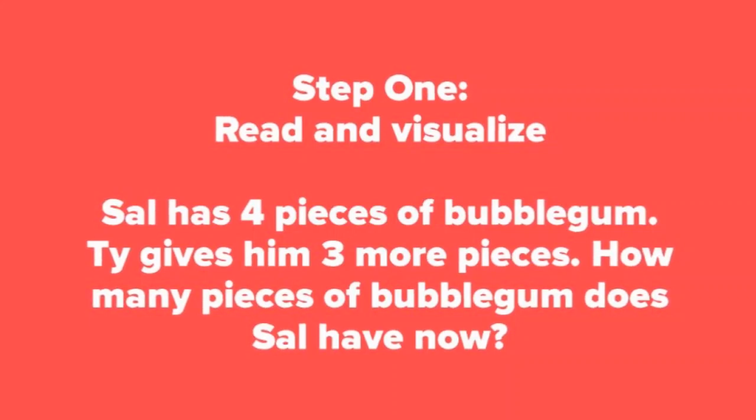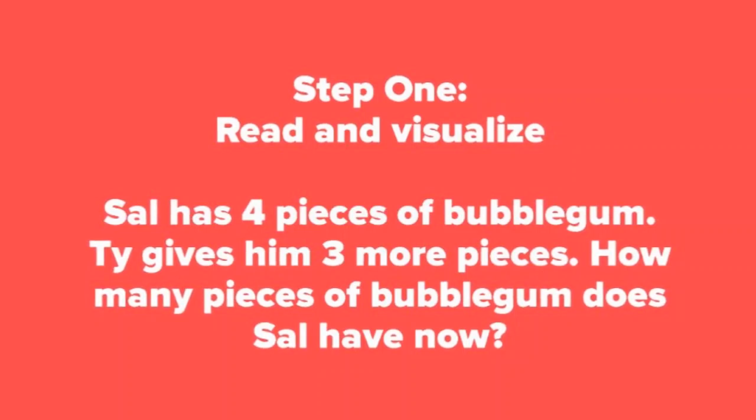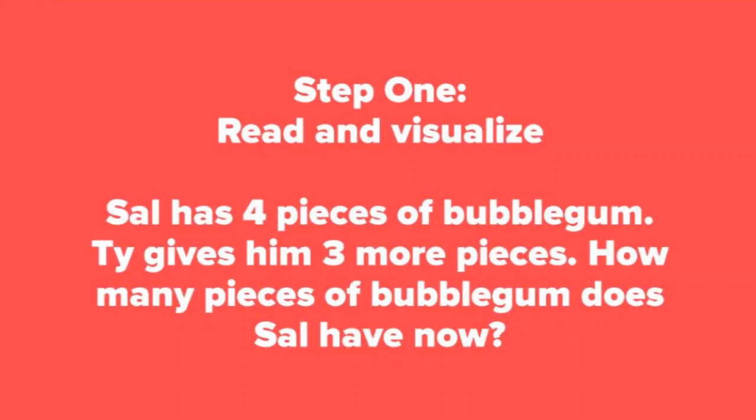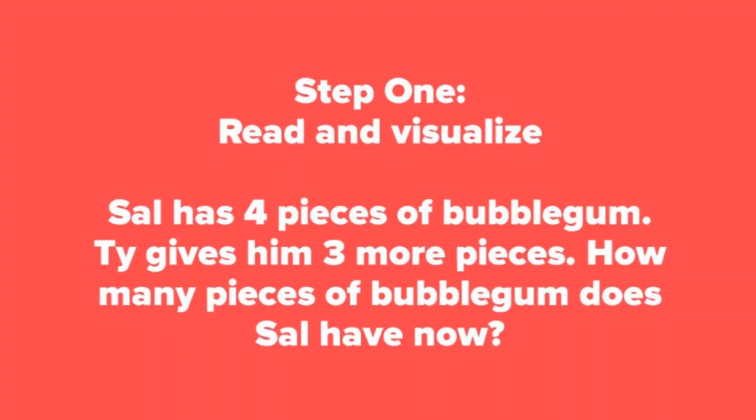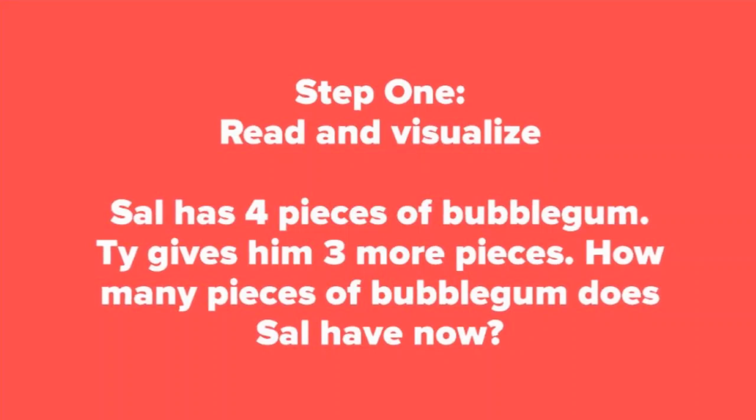Ready? Let's read. Sal has 4 pieces of bubble gum. Ty gives him 3 more pieces. How many pieces of bubble gum does Sal have now? After reading the word problem, we now need to visualize it. I need you to use your small objects to visualize this word problem.